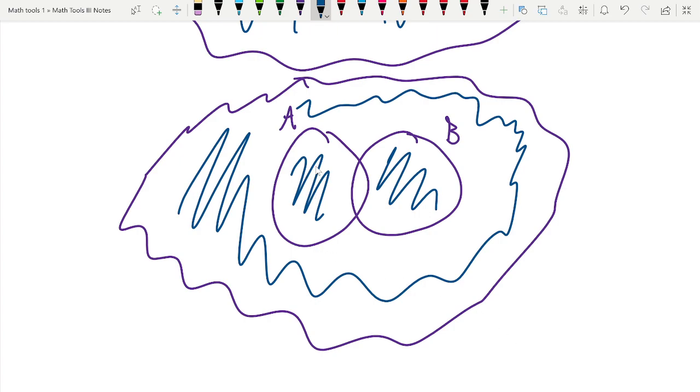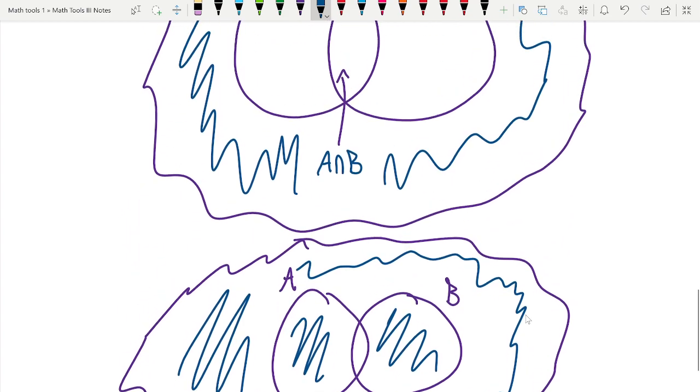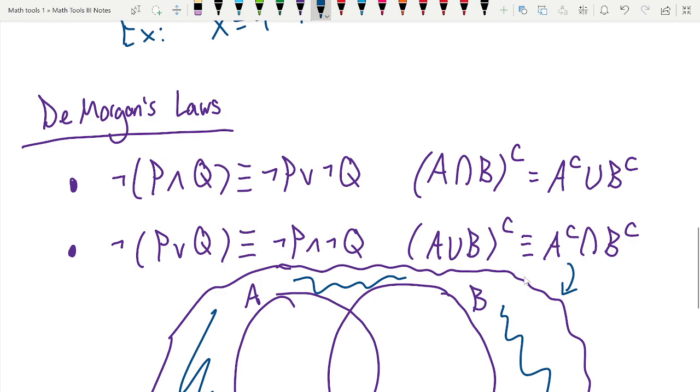A complement would be everything outside of A, including the stuff in B. B complement would be everything outside of B, including the stuff in A. So that's why the stuff in A and B get included here, because it just needs to be in one of them. It doesn't have to be in both of them. Okay. So we'll prove this when we actually look at how to prove set relationships.